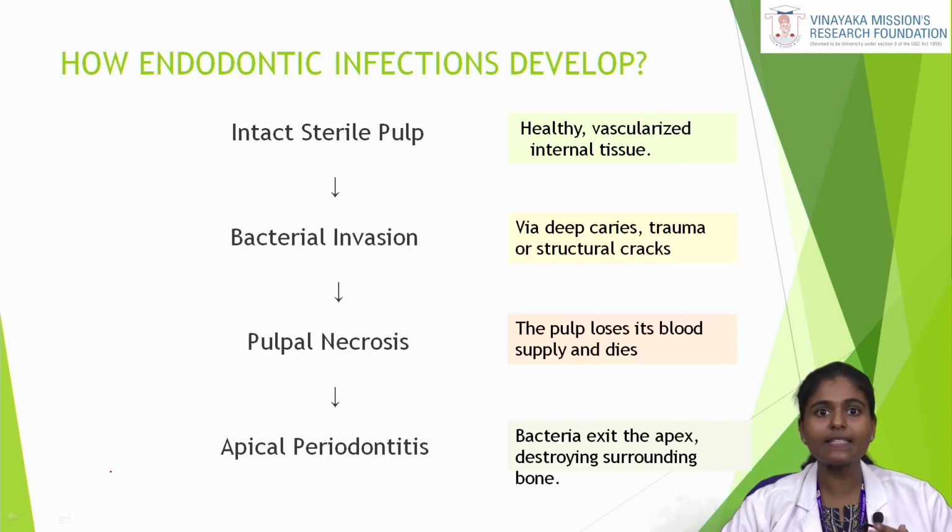It develops as a sequence of events following the infection of the healthy sterile pulp. Pulp is defined as the healthy vascularized internal tissue of the normal tooth. First, the infection starts from the protective barriers like enamel and dentin and reaches the intact sterile pulp, after which bacterial invasion happens through deep caries, trauma or structural cracks, following which pulpal necrosis happens. In this, the pulp loses its blood supply and dies, followed by apical periodontitis, in which the bacteria exit the apex and destroy the surrounding bone of the root tip.